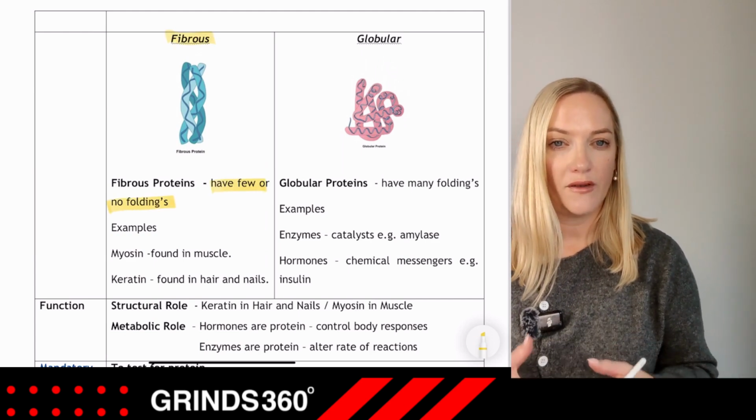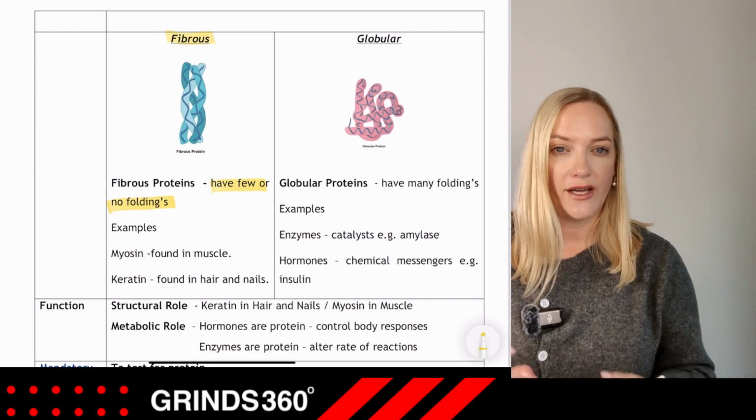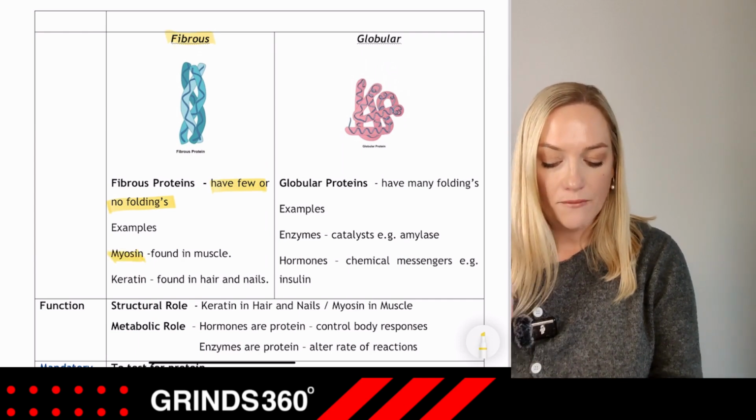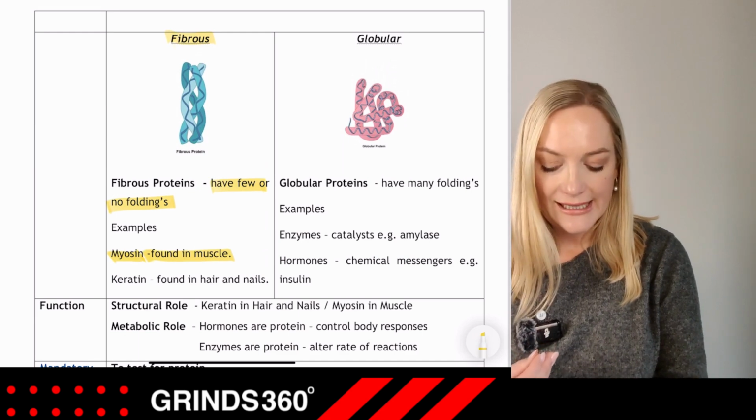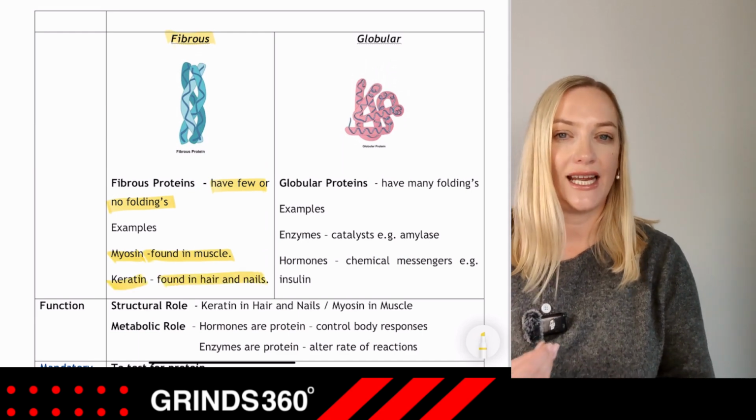Our example of a fibrous protein, we need to know one, I'm providing you with two. Myosin. So myosin, we would find myosin in muscle. The other example is keratin. It's found in hair and nails.